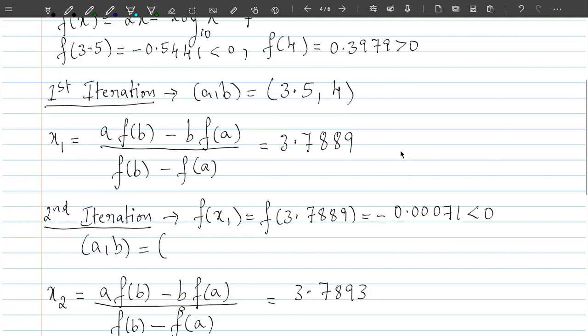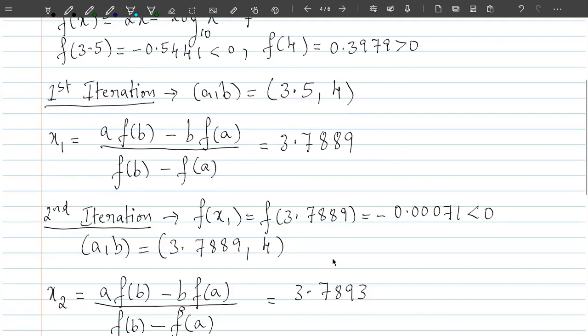A comma b is equal to, f of 3.7889 is a negative value, and f of 4 is a positive value. So I can take these two and make my interval. So the interval is 3.7889, 4.